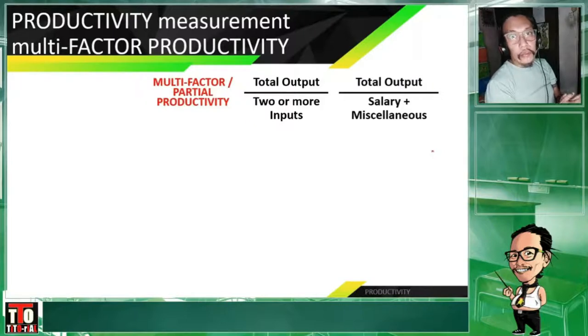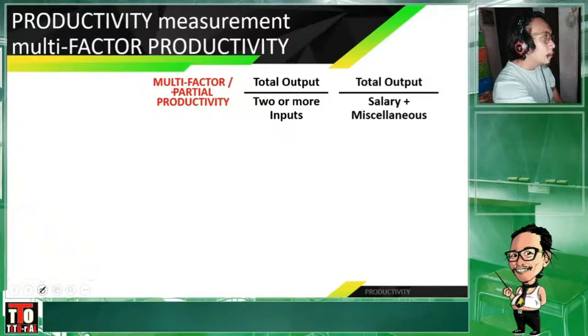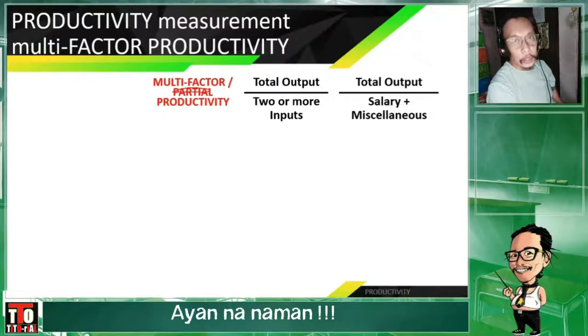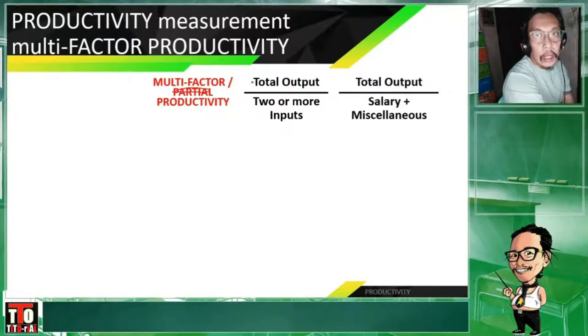Okay, so that's it for partial productivity. Now, let's proceed with an example of multi-factor productivity. As I've said, sorry for this one, guys, let's remove the partial here. Multi-factor productivity. Now, the formula is, again, total output over 2 or more inputs. Okay, let's try to use this formula. Total output over salary plus miscellaneous expense.